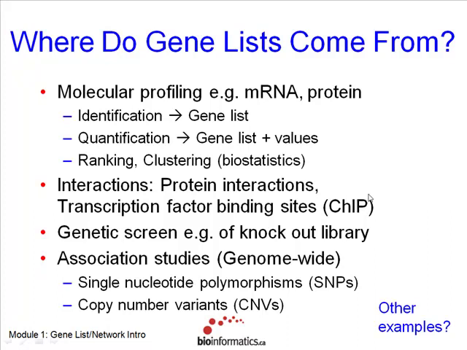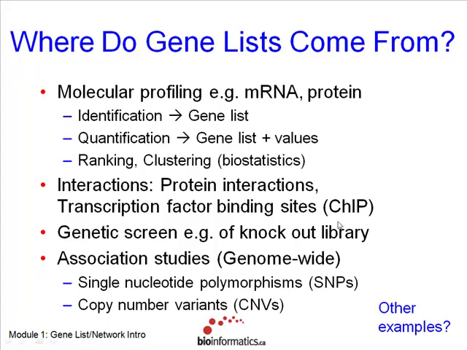You may have a set of genes that came out of an interaction screen, say you did a yeast-2 hybrid experiment or a chromatin immunoprecipitation experiment. For chromatin immunoprecipitation, you found a whole set of transcription factor binding sites for a transcription factor of interest, and all the genes that are upstream of those binding sites form a list, and you're interested to see if there are any pathways that are targeted by the transcription factor.